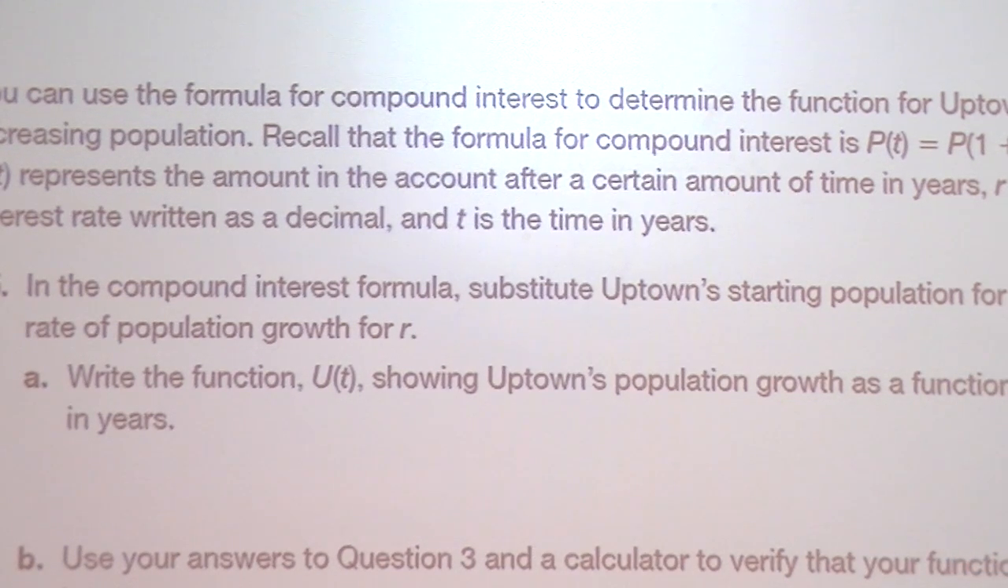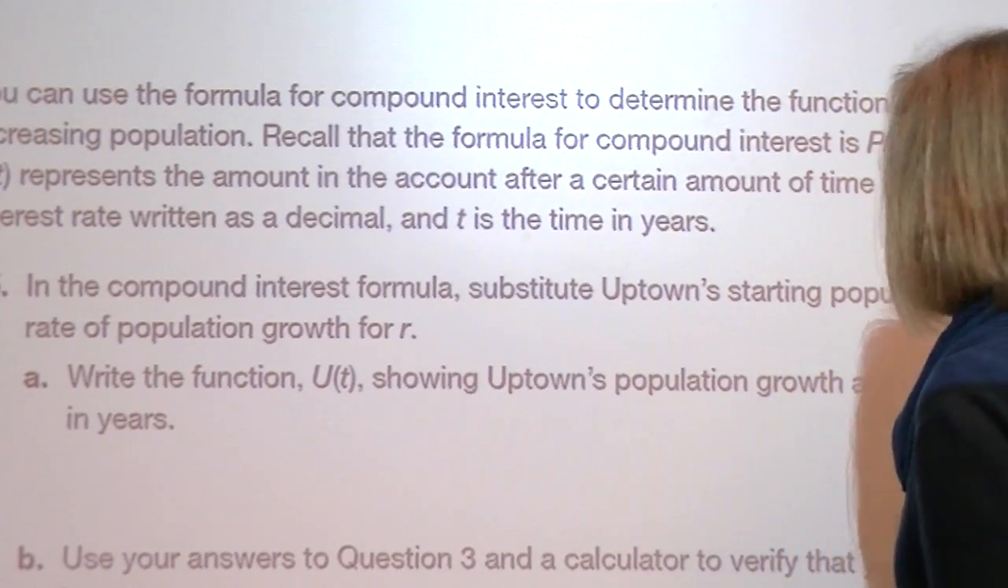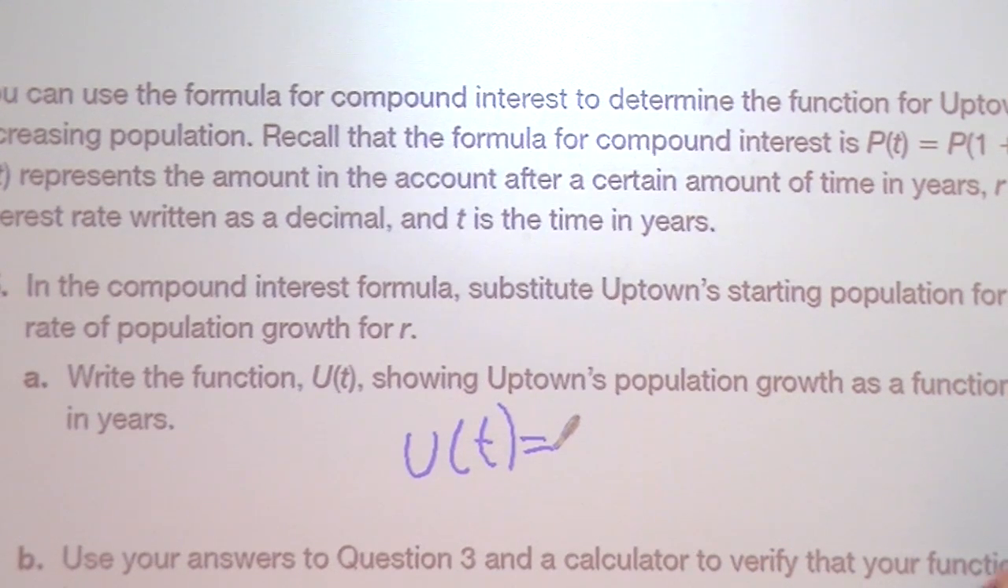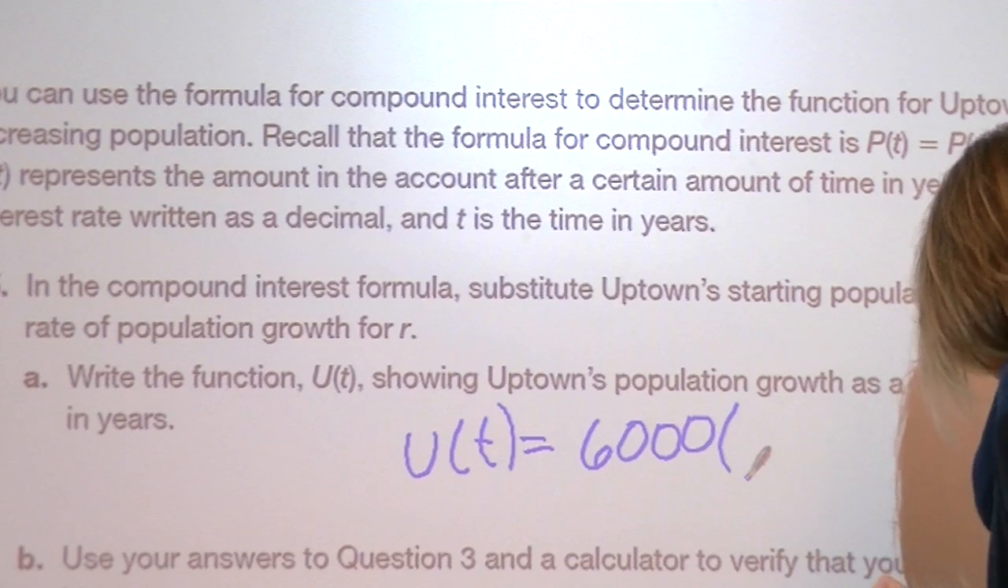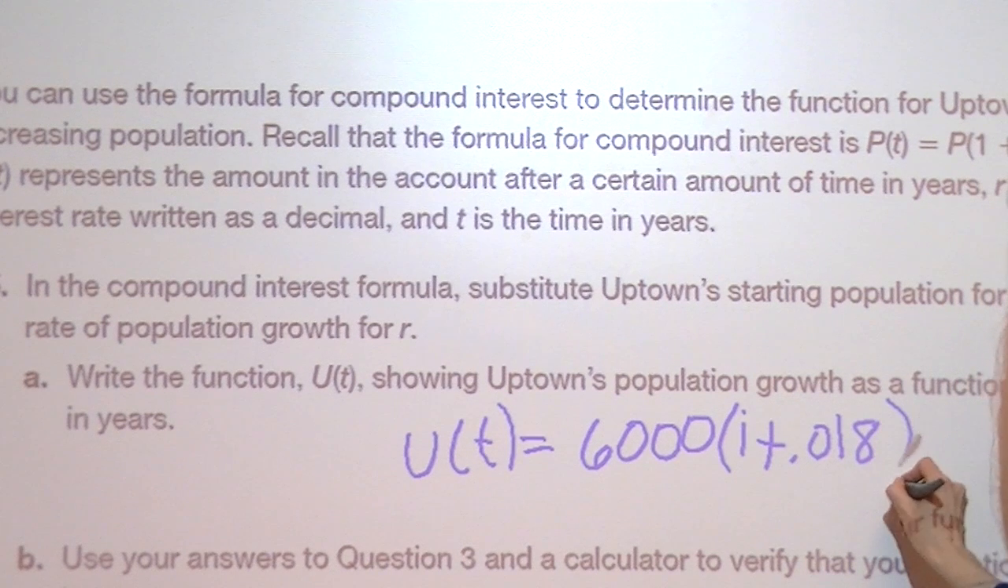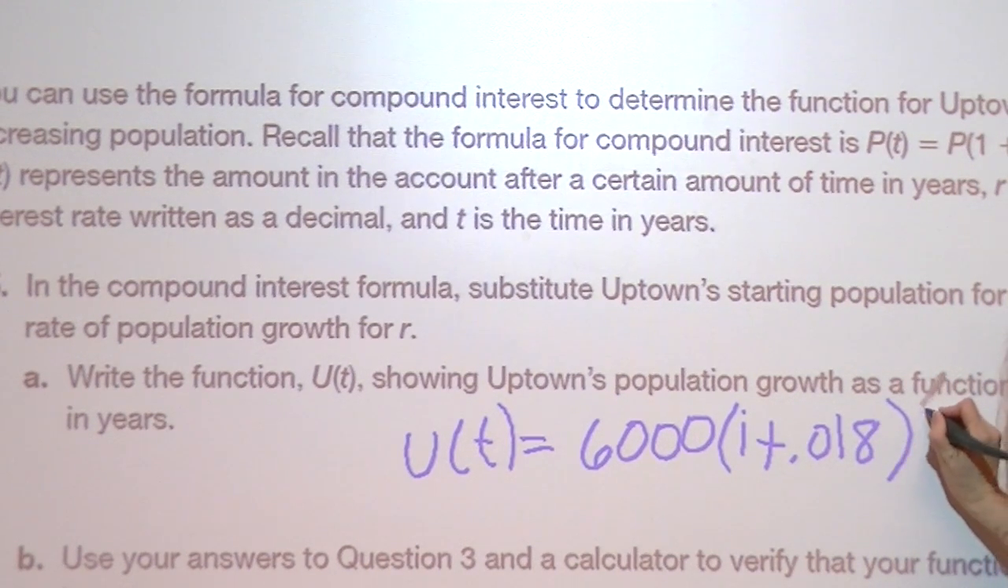So given this, let's write the equation for uptown. Uptown is the 1.8, I believe. So we want to put that in as U of t. The initial is 6,000. And that's a little exponent, a little t. So that's also how you can know it's an exponential equation. Okay, now you can pause it and look at the next question.